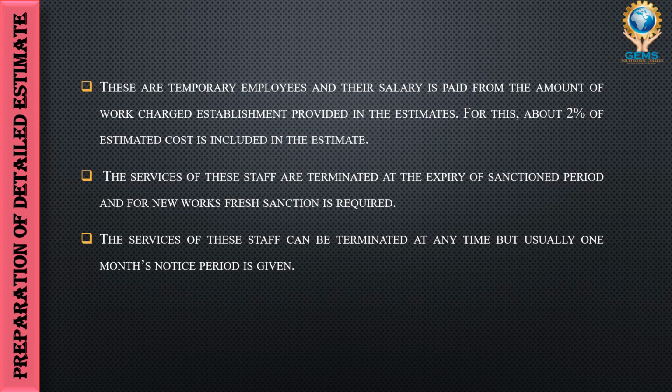Work charged people. The services of these staff are terminated at the expiry of the sanctioned period, and for new work, fresh sanction is required. Their services can be terminated at any time, but usually a 1 month notice period is given. So it is like temporary work. They won't come from the starting to the finishing of the construction, but in a certain period of construction we are in need of these temporary employees. For that purpose we are allocating 2% of the estimated cost.